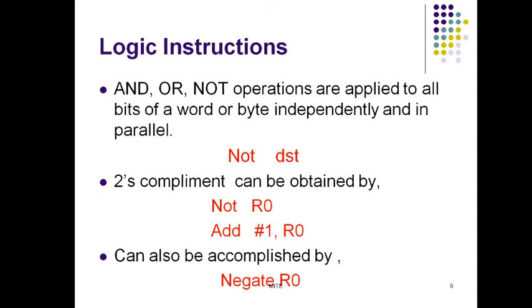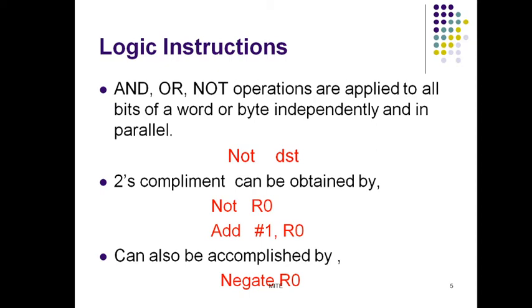This two's complement can be implemented in this way. Check these instructions. First is NOT R0. It will complement each bit of the contents of R0. And then ADD #1, R0. That means this number 1 will be added to the value present in R0.